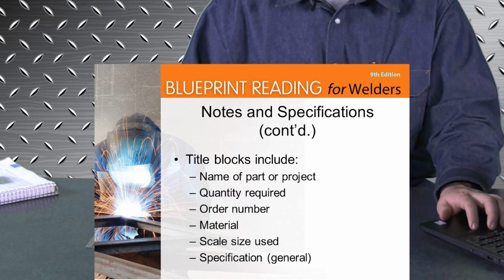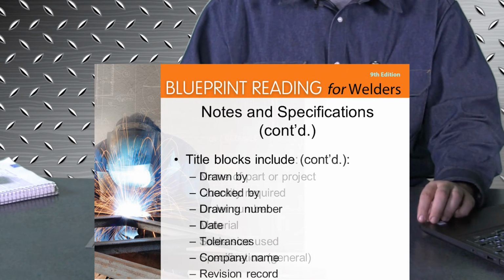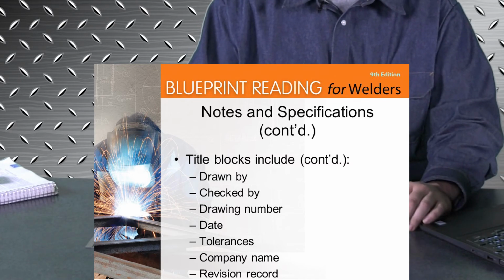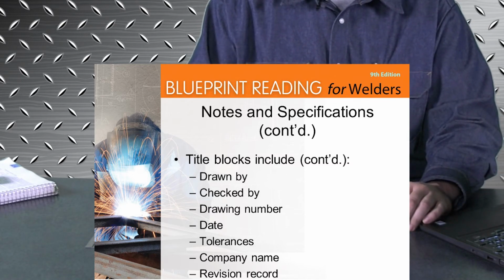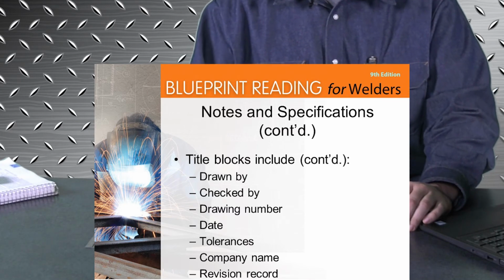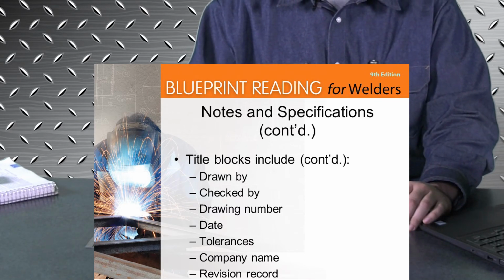Specifications in general, if there's a general specification such as preheating a part before welding it out, you're going to have information such as drawn by. You'll know which engineer drew this print or which drafter drew this print, so you can go back to them. Checked by. You need to make sure all your drawings, wherever you're working, have been checked by the lead engineer or whoever is in control of that project.